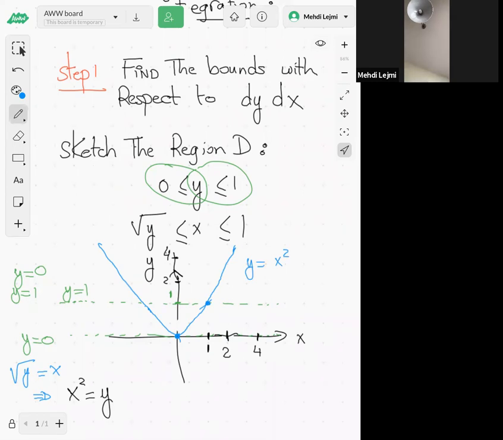And then we have x equals 1. The other equation is x equal to 1 here. This is x equal to 1. And so my region D would be this region here.